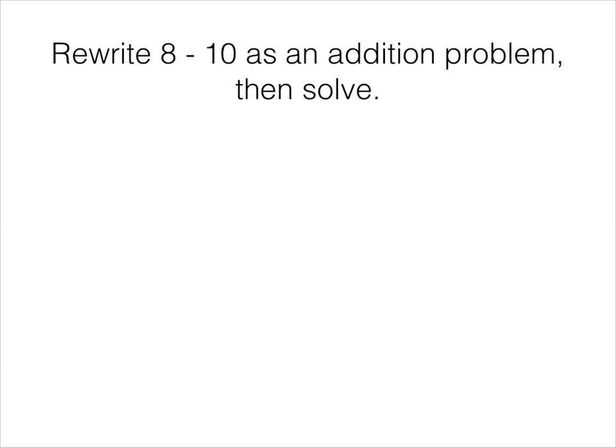So rewrite 8 minus 10 as an addition problem and then solve. So we just learned that for a subtraction problem, like this 8 minus 10, we can change that subtraction sign to an addition sign as long as we're adding the opposite of what we started with. So I'm going to keep the first number that I started with, 8, and then what's going to change is the subtraction sign here. When I have a subtraction sign, it's the same as adding its opposite. So instead of a subtraction sign, I'm going to have a plus.